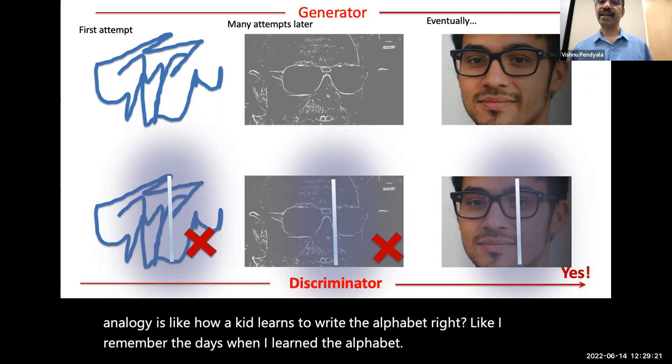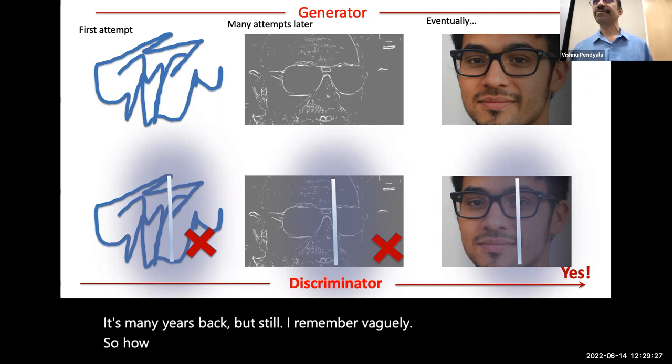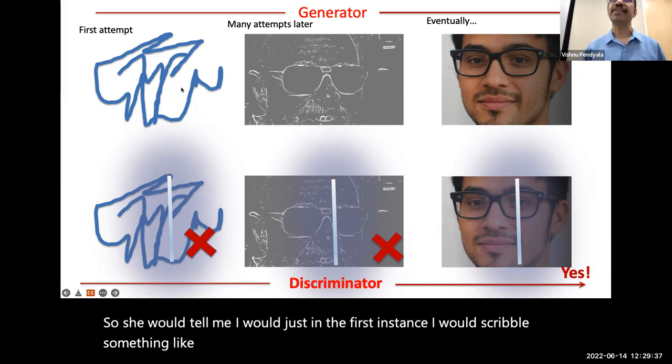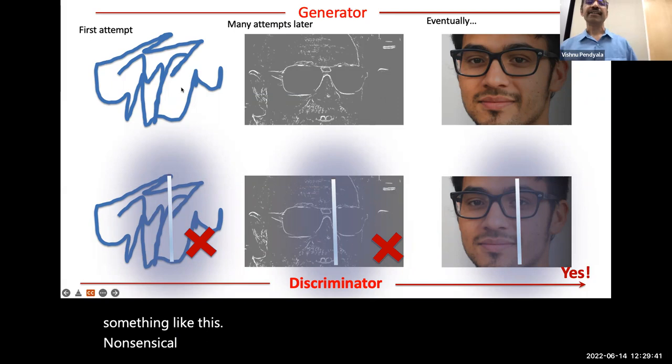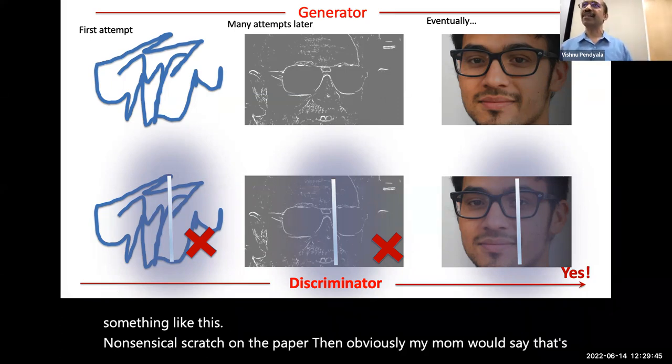It's many years back, but still I remember vaguely how my mom taught me how to write the letter A. I would scribble something like this, some nonsensical scratch on the paper. Then obviously my mom would say, that's not correct. You have to write A.